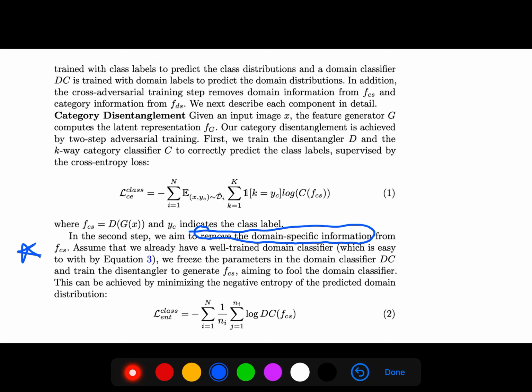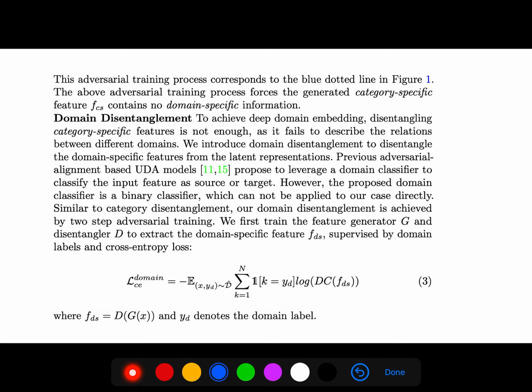Of course, I've seen a paper where they don't remove the domain-specific information. They embrace it. They use it for domain generalization, of course. But this paper is about domain adaptation. This adversarial training process corresponds to the blue dotted line in figure 1. And then we have domain disentanglement.